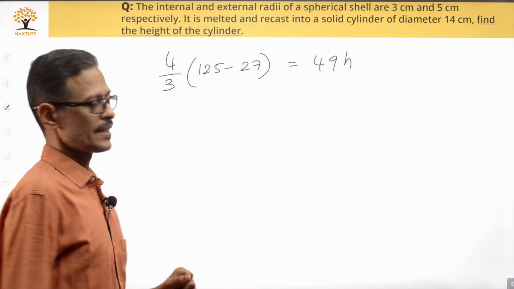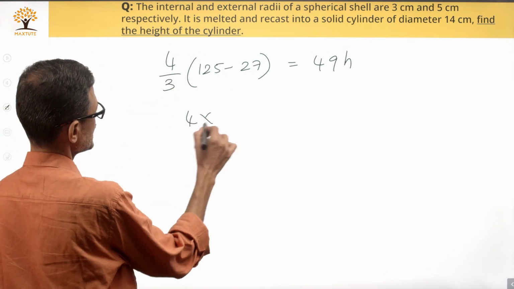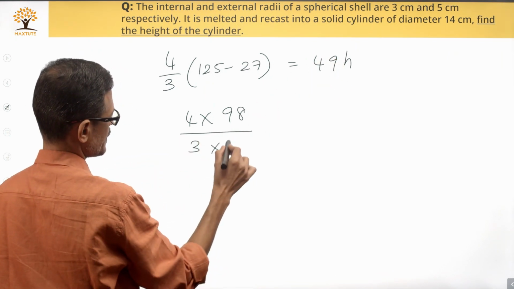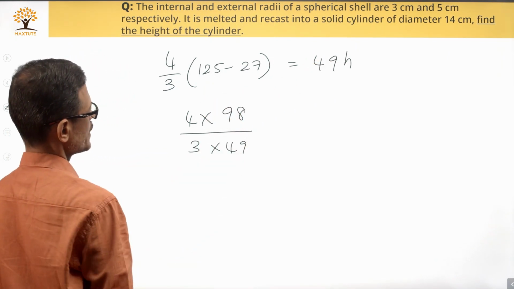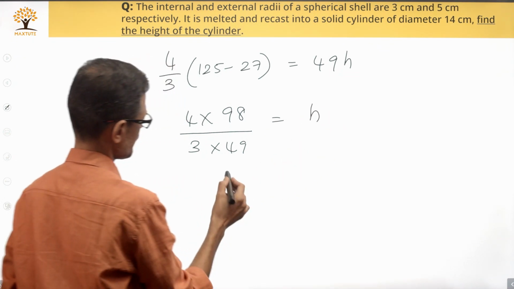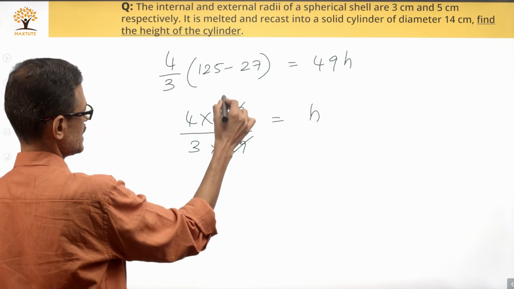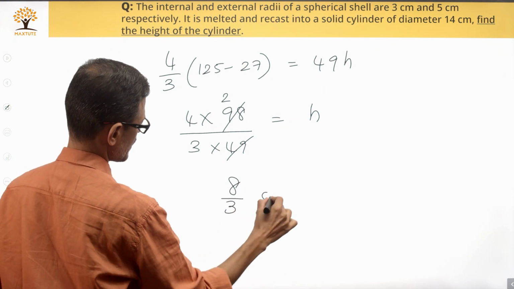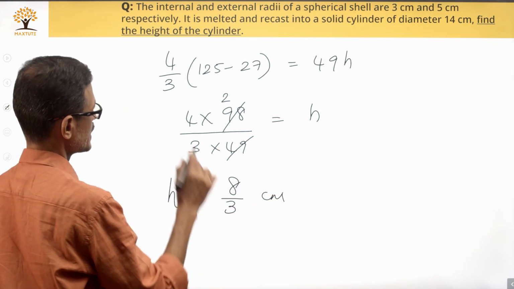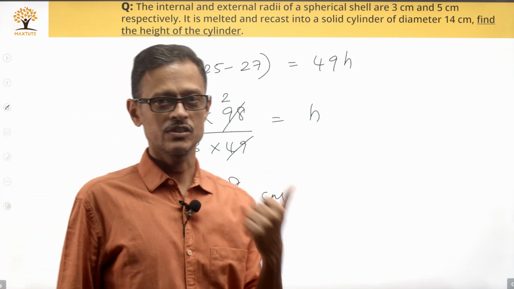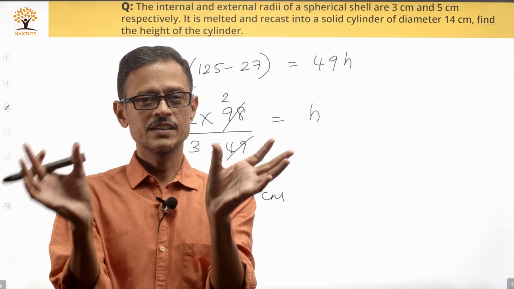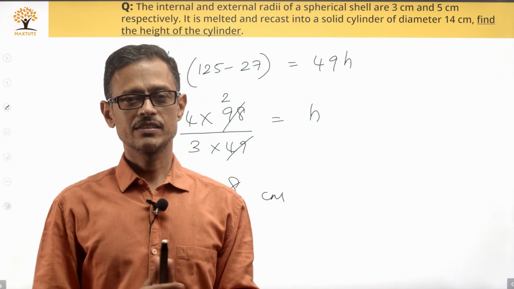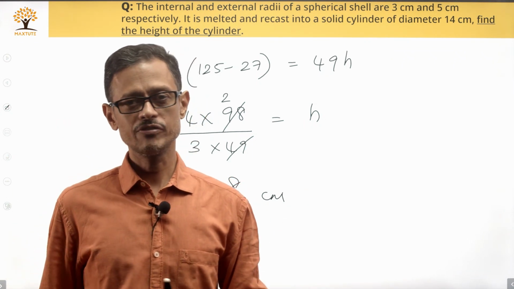125 minus 27 is 98, so 4 into 98 divided by 3 times 49, get the 49 down to the denominator. This is the value of the height. 49 cancels with 98 to leave us with 2. 4 times 2 is equal to 8. 8 by 3 centimeters is the height of this cylinder. We needed to find the height of the cylinder, which is part 1, and we have found it. We equated the two volumes, plugged in the values of Re, Ri and R, and did the calculation to arrive at the value of H.